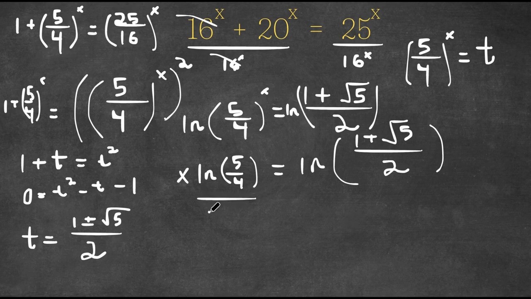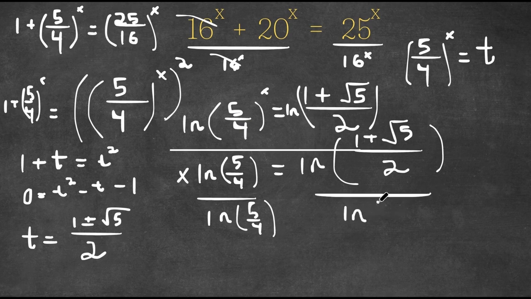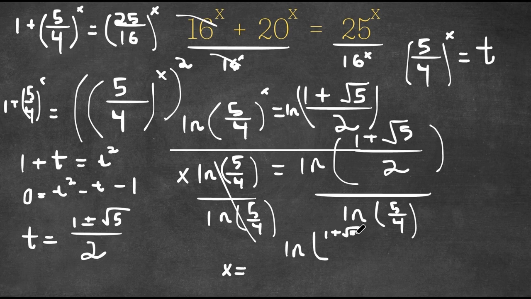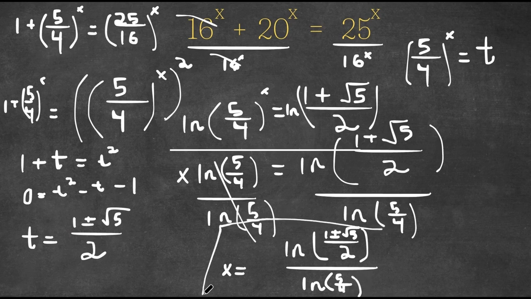So now if I divide by ln 5 over 4 on both sides, these two cancel out, and I get x is equal to ln of 1 plus or minus the square root of 5 over 2, over ln 5 over 4. So this is our answer.